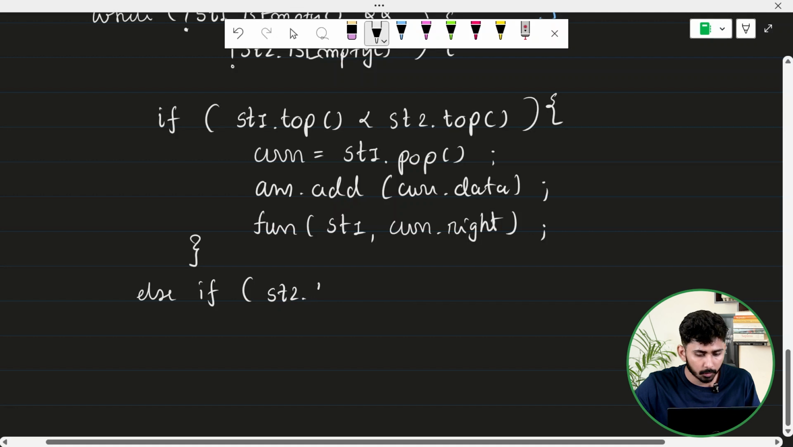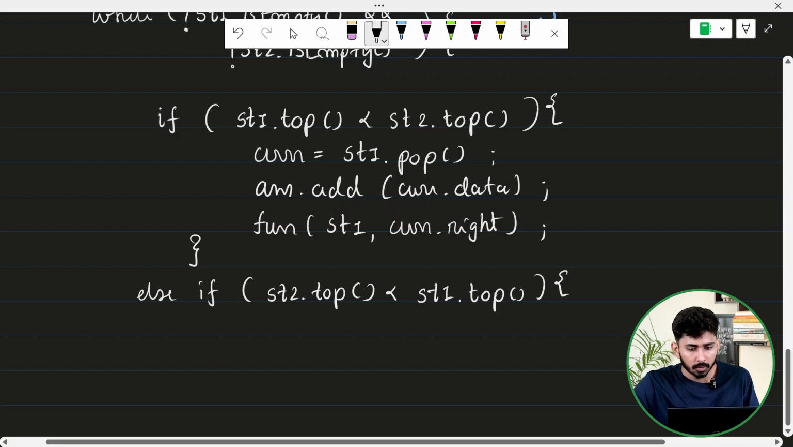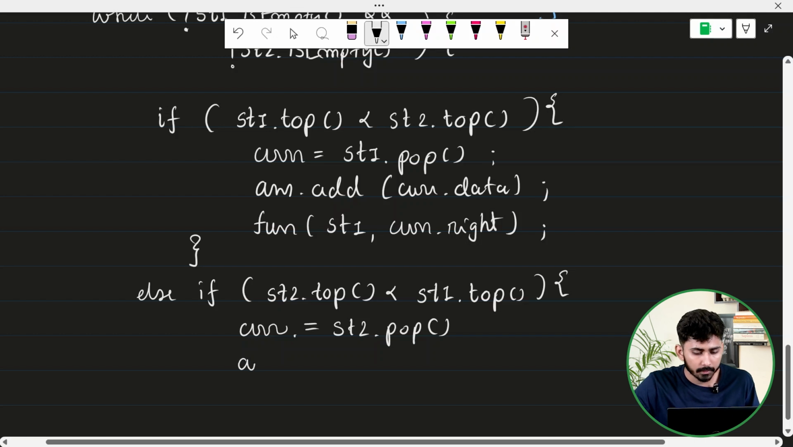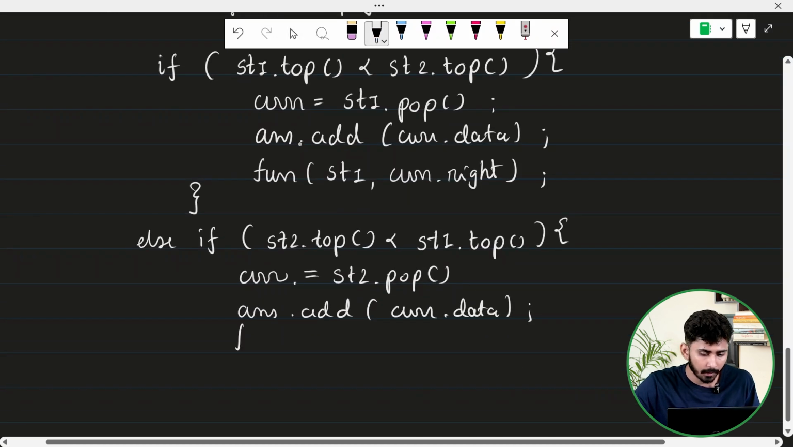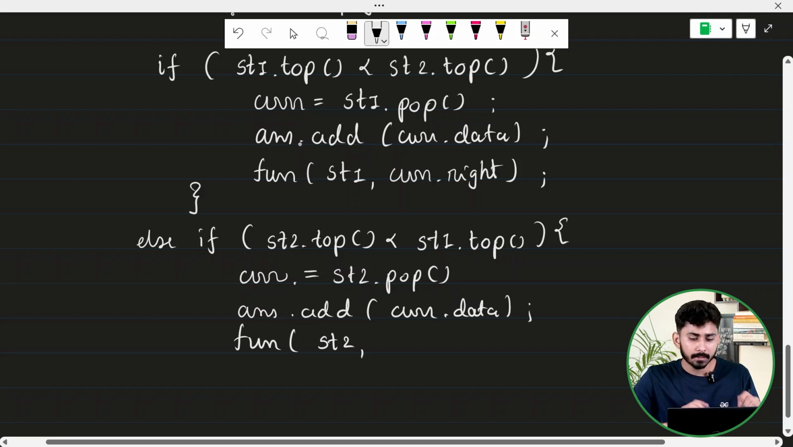Else if stack 2's top, stack2.top, is less than stack1.top, then again I will remove the smaller element: current equals stack2.pop. This is a node, and inside the answer I will add this current's data. So current.data should be inserted inside the answer, and then I'll call the function.